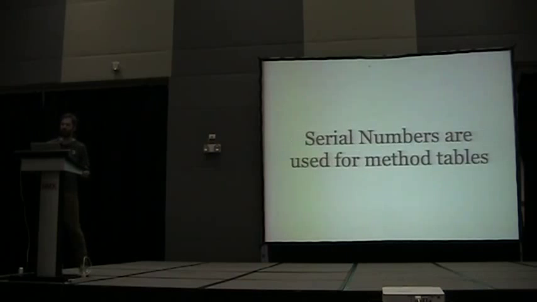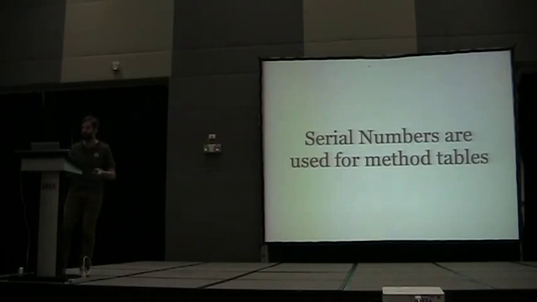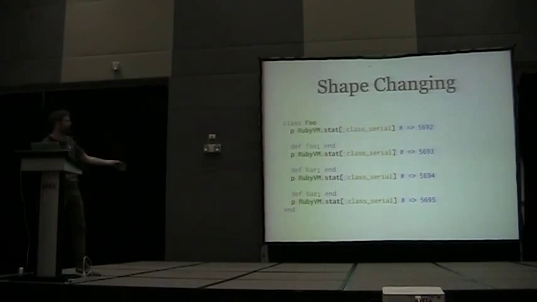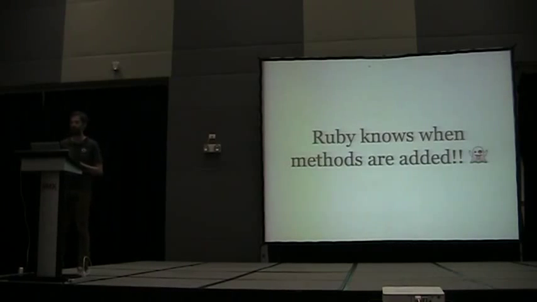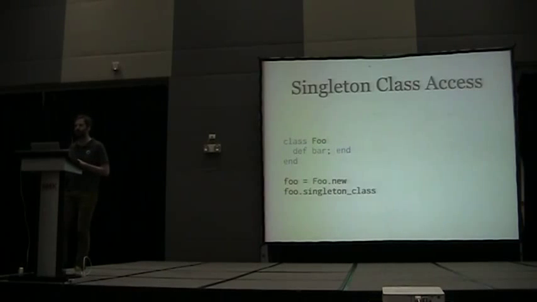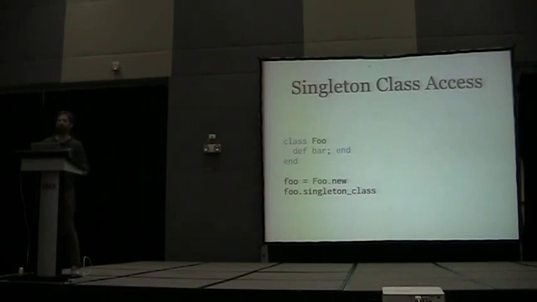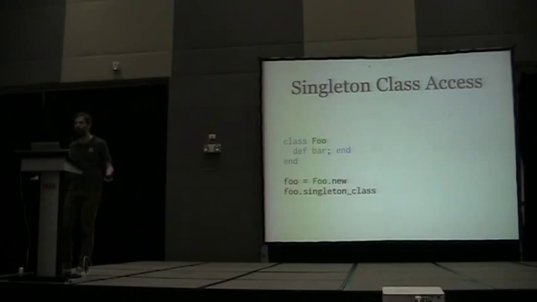Our ancestors change, so the serial number also changes. And these serial numbers are used for method table caches, as we saw earlier. What's interesting is if we take a look at this class serial number as we're changing the shape, you'll see that Ruby detects every single time we add a new method. It knows this serial number increases every time a new method is added. So Ruby knows when methods are added. If we take that fact into account and look at this code again, we'll notice that we're not adding any methods. No methods are getting added. So what's the point of the serial number changing? Why does it need to change?